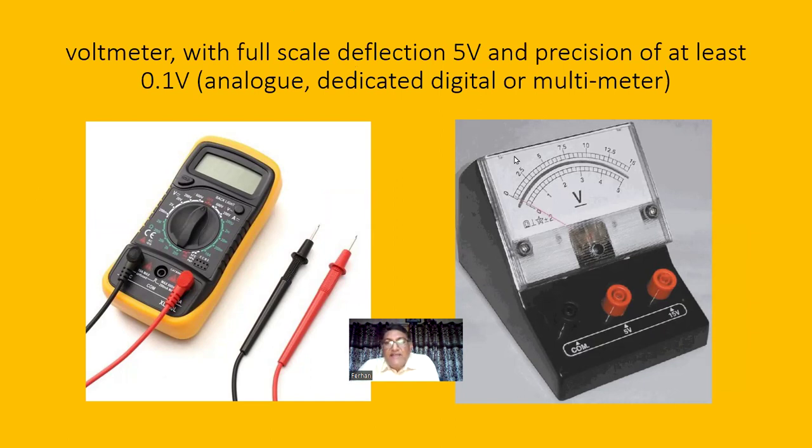Here we have an analog voltmeter. An analog voltmeter can tell you the voltage drop across a resistor, across a thermistor, across a diode, across anything. The voltmeter is always connected in parallel to the device. So for example, if you want to measure the voltage drop across a lamp, the voltmeter will be connected in parallel to that lamp.